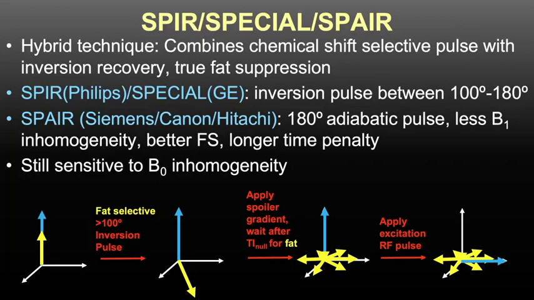So these techniques, while they have less B1 inhomogeneity, it's still sensitive to B0 inhomogeneity. But unlike STIR, you can combine SPUR and SPAIR with a lot of other different sequences, both T1 and T2 weighted, to kind of use it as an initial fat suppression technique.